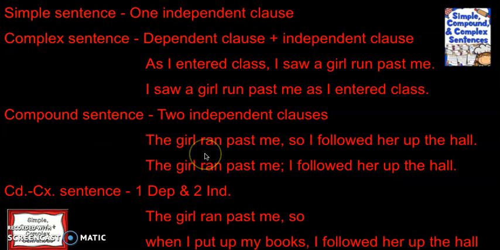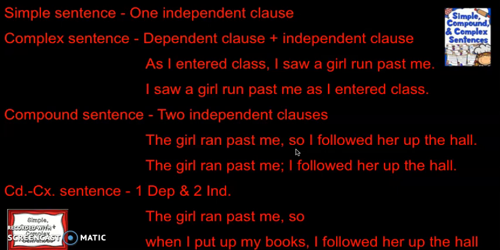For example, the girl ran past me is an independent clause. I followed her up in the hall is an independent clause. In this case, you connected them with a comma fanboys conjunction. Now, the fanboys conjunctions are for, and, nor, but, or, yet, so.